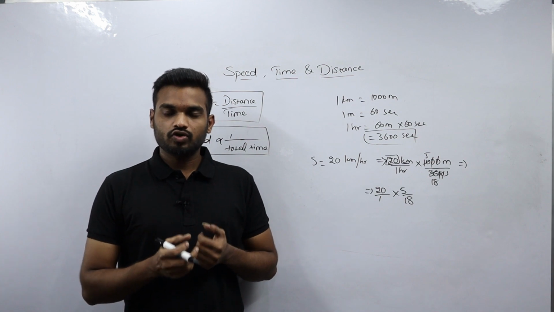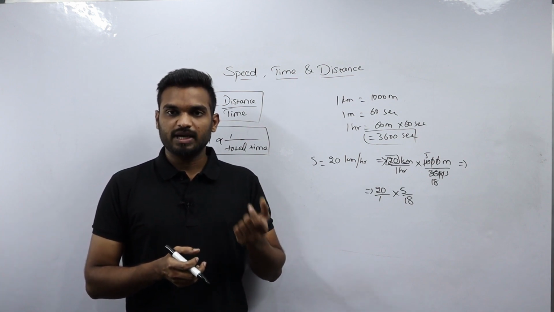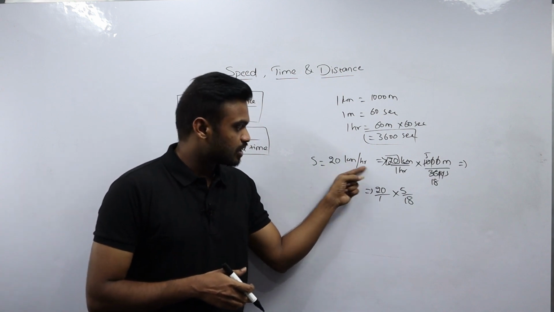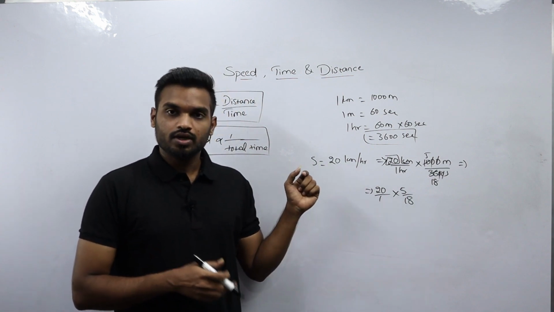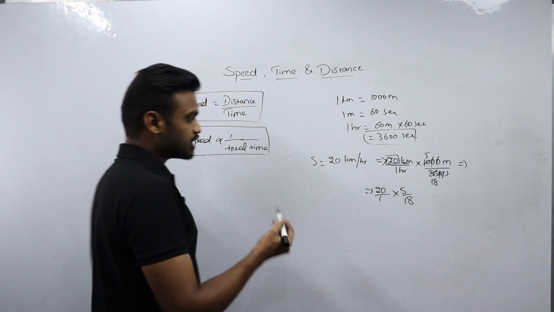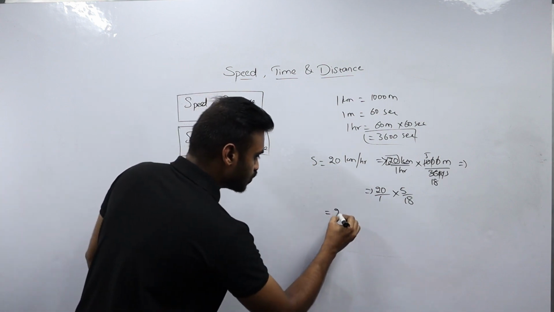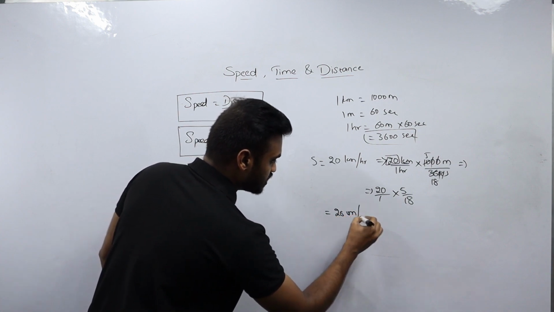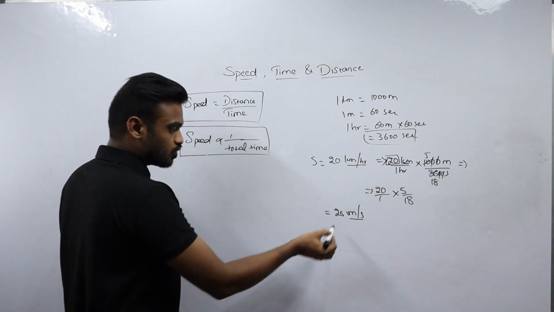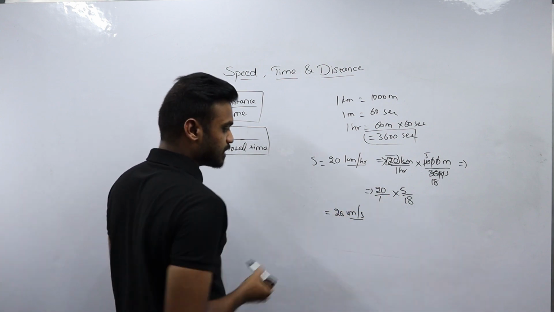Now let's see how to convert when the speed is given in meter per second to kilometer per hour. Here we have seen kilometer per hour to meter per second. Suppose we assume the same example, 20 meter per second. Now let's see how to convert this meter per second to kilometer per hour.